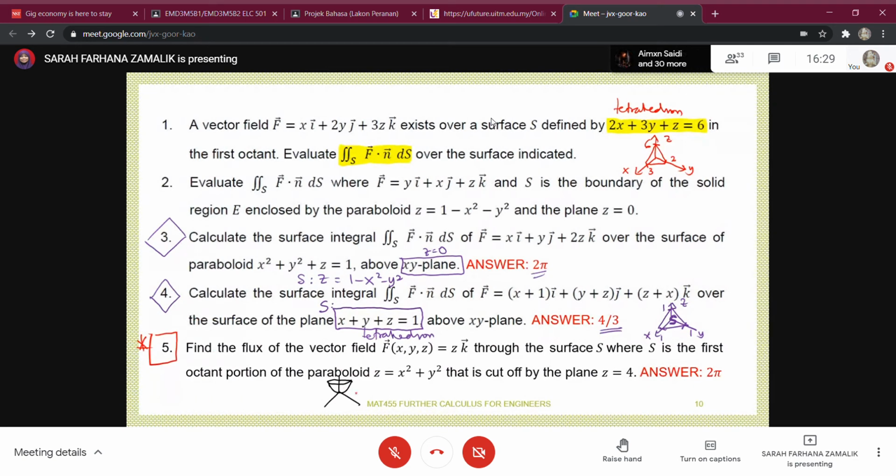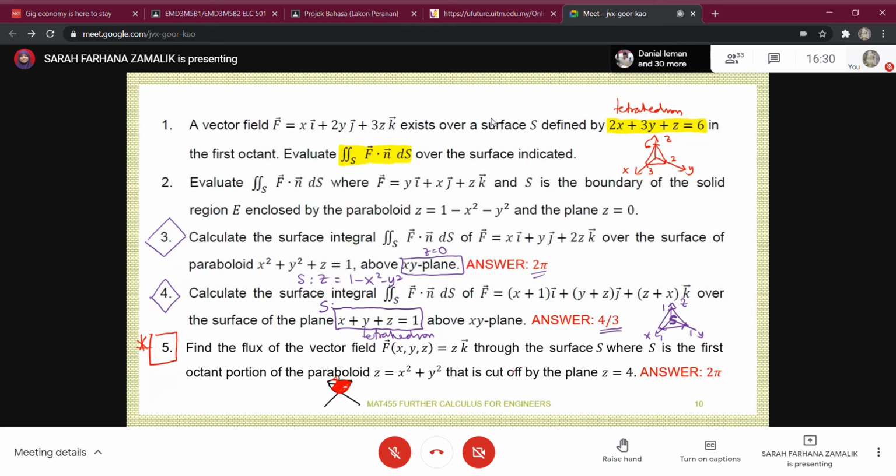Okay, ni tak cukup space ni, tak apa. Kita buka satu page lagi. But you know that is paraboloid, tapi dia bagi tahu it is in the first octant. So maksudnya first octant ni je. And then it is cut off by the plane z equals to 4. So maksudnya z equals to 4.